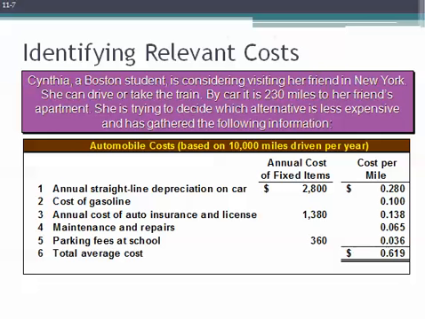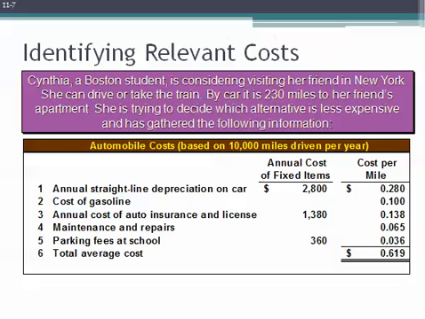Let's consider an example. Cynthia, a Boston student, is considering visiting her friend in New York, and she can drive or take the train. By car, it's 230 miles to her friend's apartment, and she's trying to decide which alternative is less expensive and has gathered the following information.